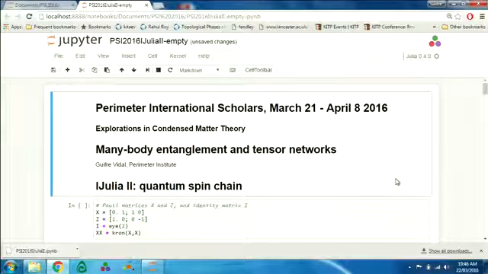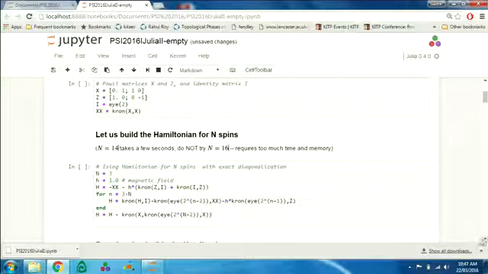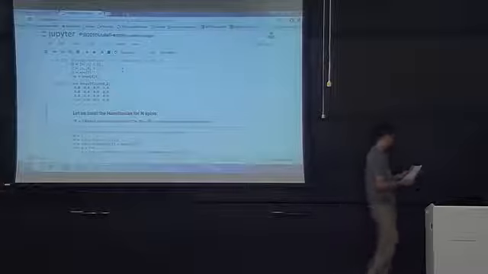So this is the second notebook. Let's start here. No surprises there. We can define sigma x and sigma z, an identity, and xx. The first goal of today is to actually build this Hamiltonian that we've been discussing. And how are we going to build it? We're going to use some recursion.